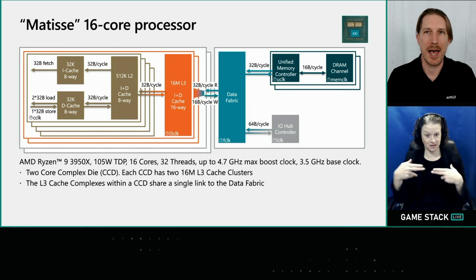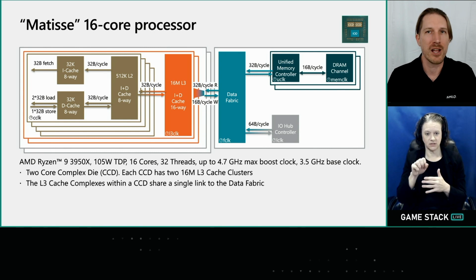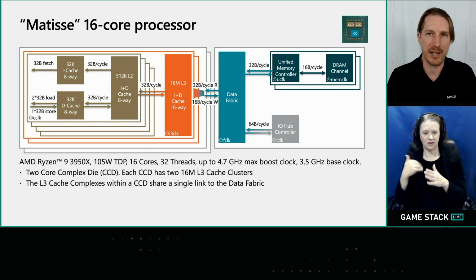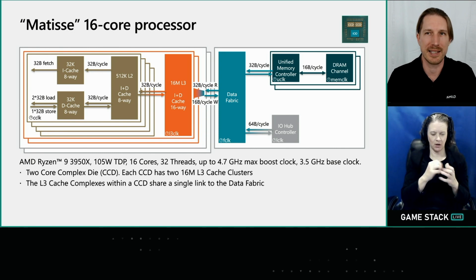Next, this slide shows an abstract diagram of an AMD Ryzen 3000 series mainstream desktop processor, codenamed Matisse. This is a chiplet design with two core complex die, aka CCD. Each CCD has two 16 megabyte L3 caches. However, the L3 cache complexes within a CCD share a single link to the data fabric at 32 bytes per cycle read and 16 bytes per cycle write.